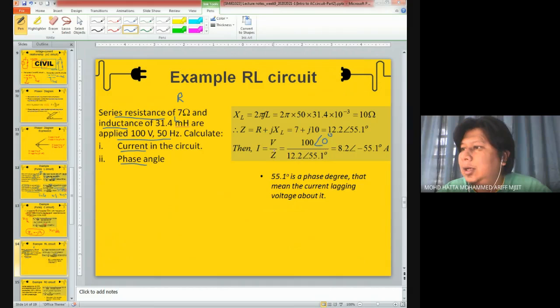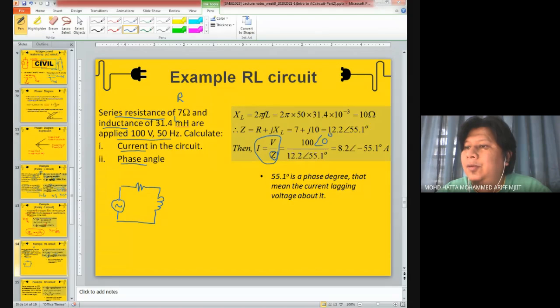according to this solution, we will apply Ohm's law down here. Before we apply Ohm's law, you see here, we have to find what is the value of our impedance first. Impedance is given by Z equals to R plus JXL. Why we have R over here? Because this circuit, if you read down the question, consists of series between resistor and inductor.